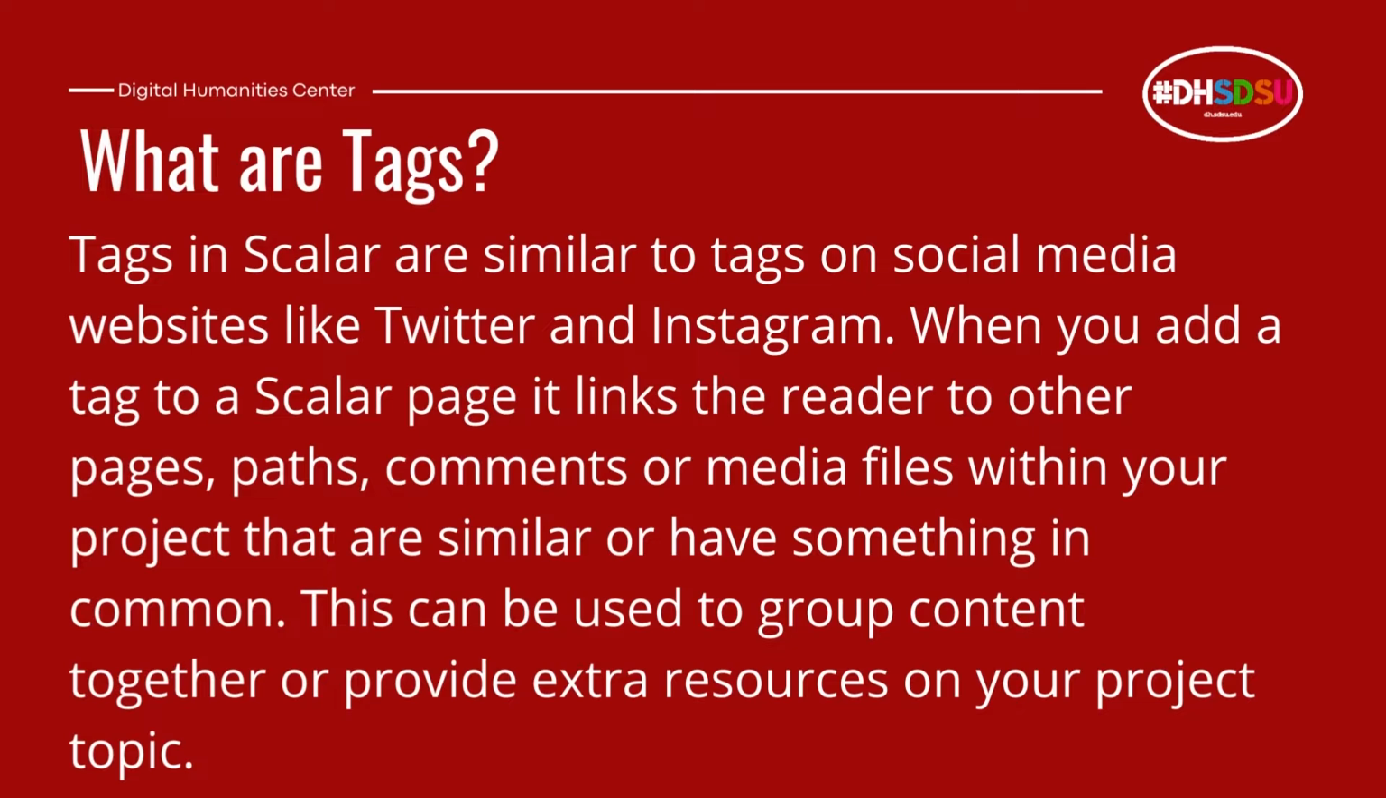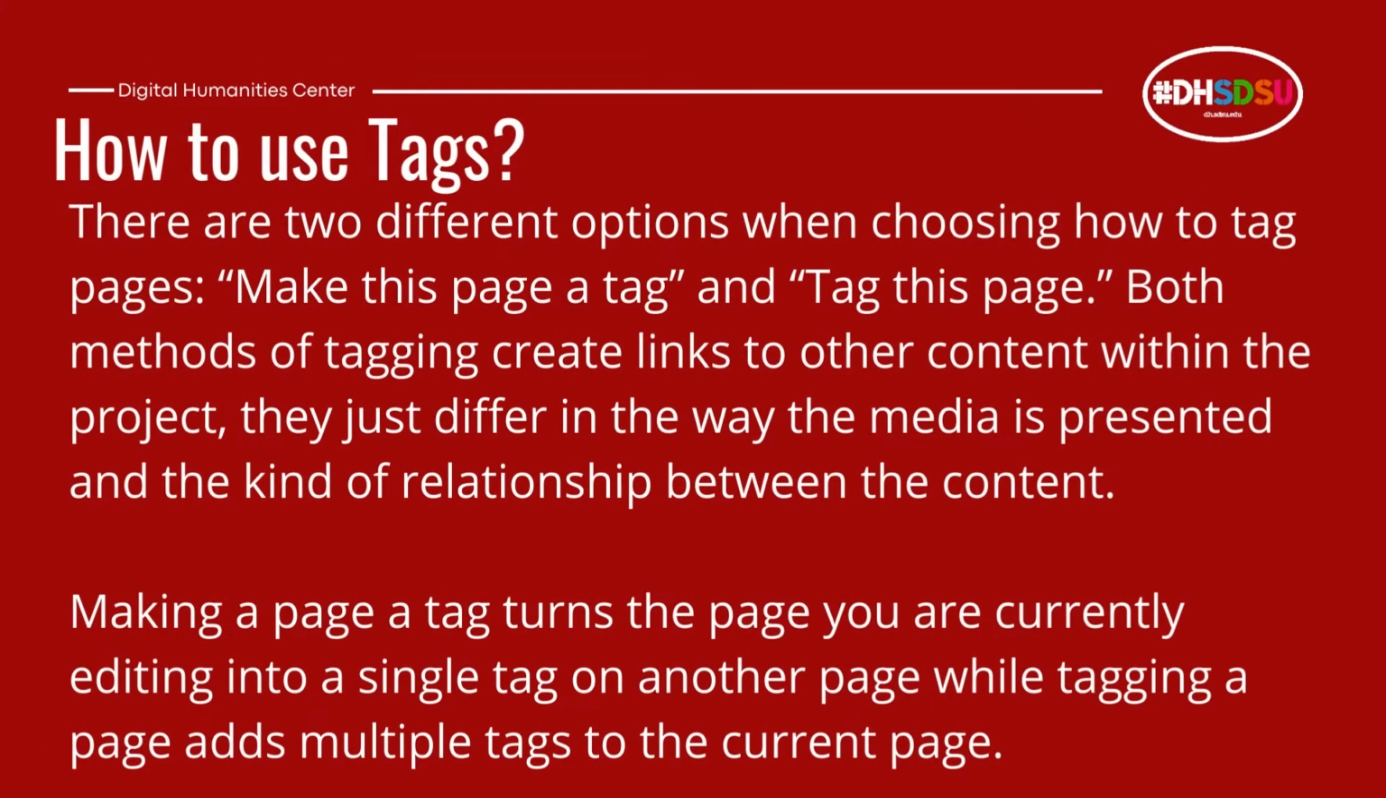Any piece of content within Scalar can be used to tag any other Scalar content, such as pages, paths, comments, and media files. This opens up a wide array of possibilities, including using media as tags, modeling relationships between objects of study, and more. There are two different options when choosing how to tag pages in Scalar: make this page a tag and tag this page.